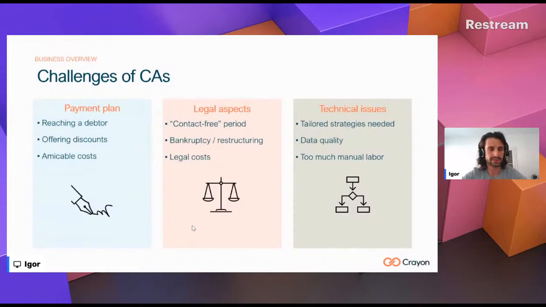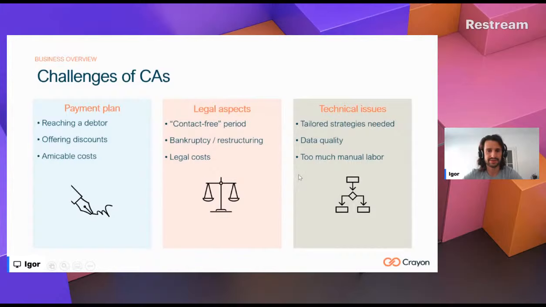And of course, there are some costs connected to these processes. It costs money to call the person. It costs money to prepare a discount for a specific contract. So we will call these amicable costs, amicable meaning that we are not going to court. We are pretty amicable with the customer so far.